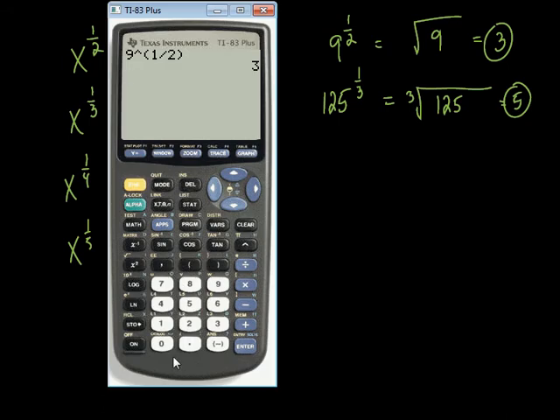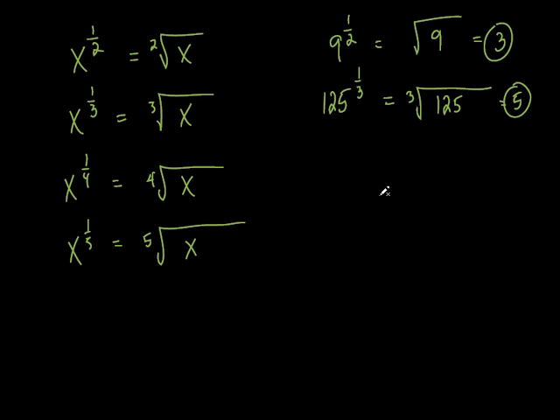Let's just see if it works here. So 125 to the 1/3 power, so 1 divided by 3. All right, isn't that what that is? And there you go. It's 5. It works, doesn't it? All right, so I'm not lying to you, am I? So there you go. That's what that stuff means.